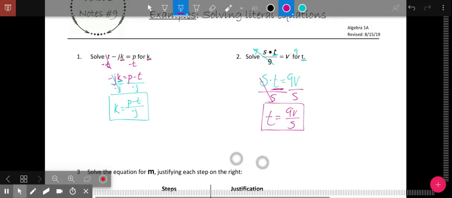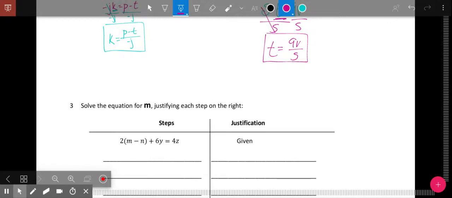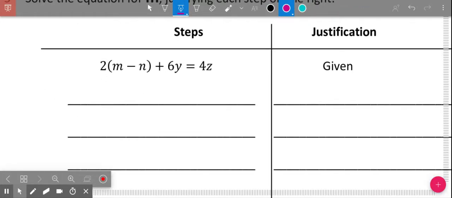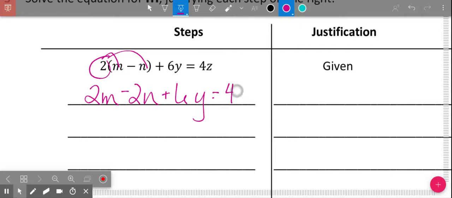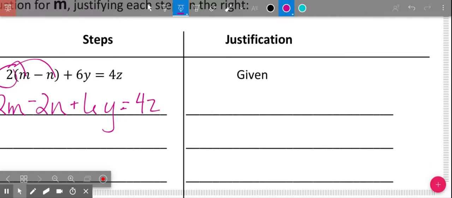Looking at number 3, it says solve the equation for m, justifying each step on the right. This is just like what we did with the other problems where we had to justify using our addition property, our subtraction property. Only this time we only have variables. Looking at this, I have this 2 in front of a set of parentheses. So the very first thing I'm going to do is distribute the 2. 2 times m will give me 2m. 2 times negative n gives me minus 2n plus 6y is equal to 4z. Now, in that step, I was distributing the 2. Therefore, that's our distributive property.